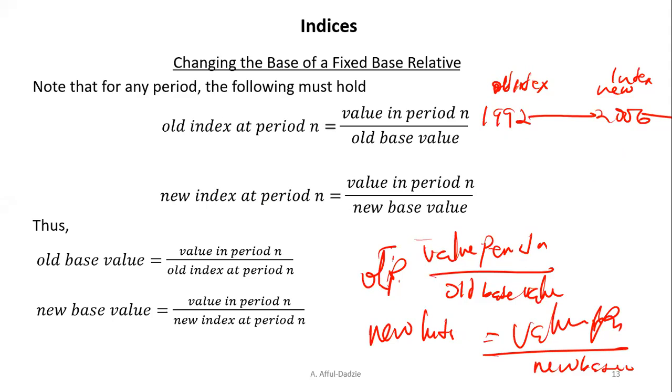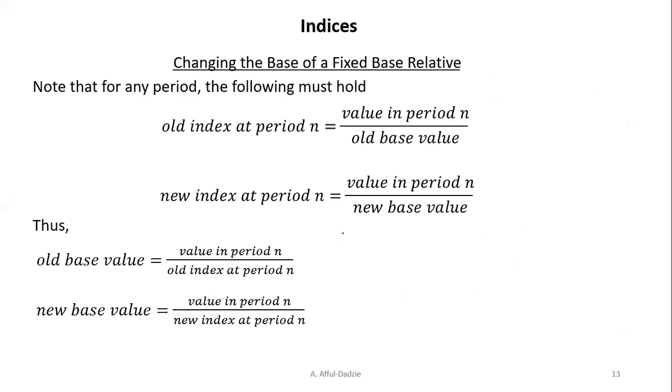Then we can also take something in 92 and compare it to what is happening now, and use the different base periods to make that comparison. So we can have the old base value, but there's just one thing that is common to both of them: both of them have base values.